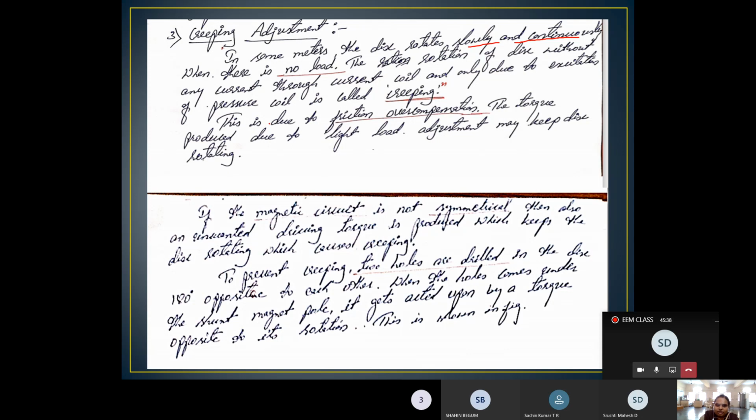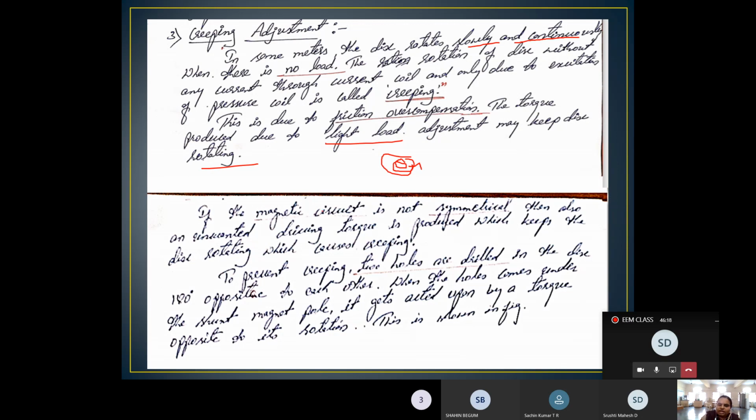This is due to friction over-compensation. If the friction compensation is done in a proper way, when it is properly connected with the shading loop, it will be good. If it is not properly connected, then creeping will start affecting the meter. The torque produced due to the light load adjustment may keep the disc rotating. Due to light load also, our disc starts rotating. Without a load connection also, it will be rotating slowly in some particular direction.